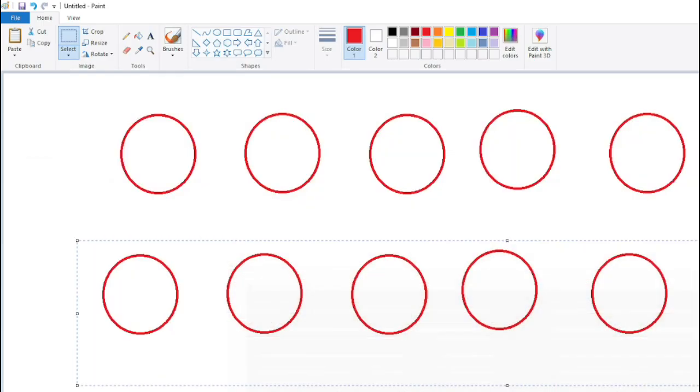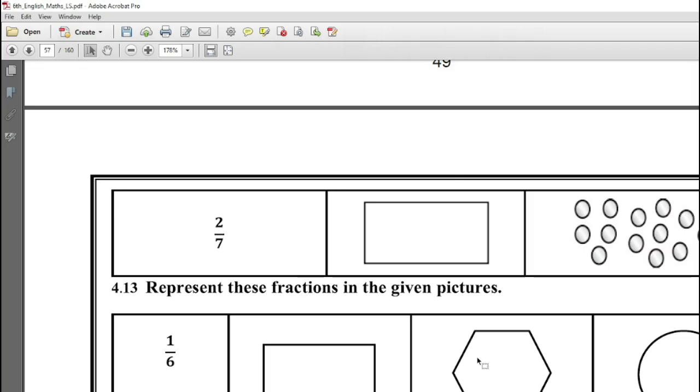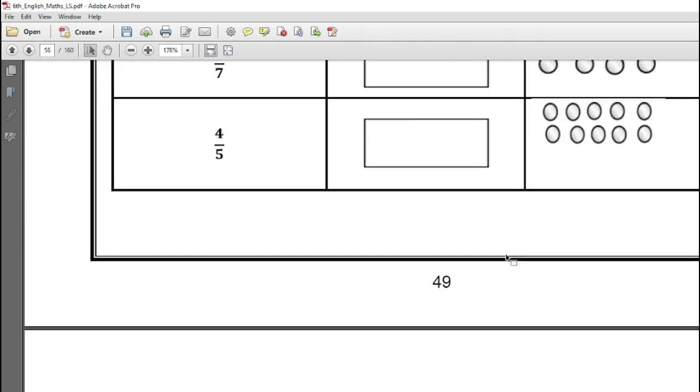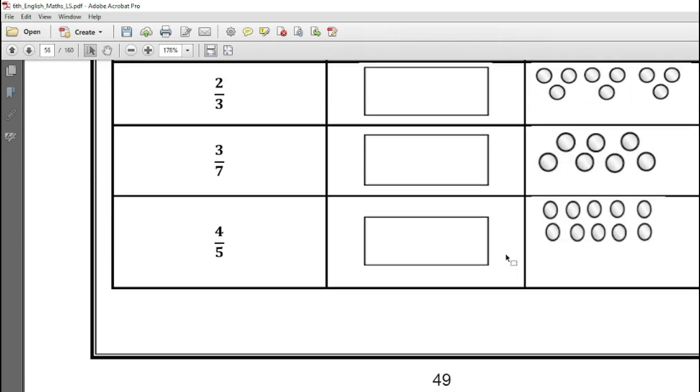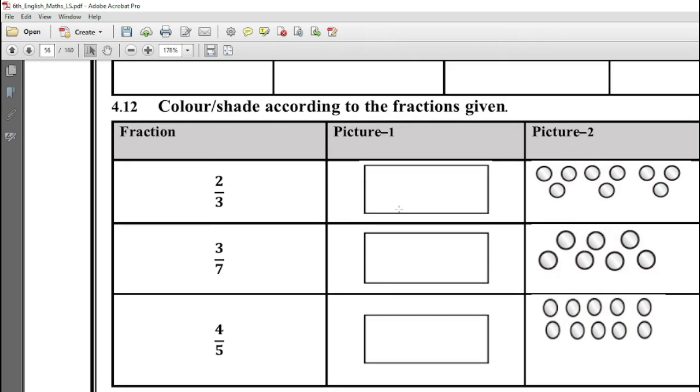Dear students, you have already gone through some activities regarding fractions. Here you should know how to define these fractions in pictures. Just observe here 3 by 2. What you have to do is divide this rectangle into three equal parts, then you have to color two.